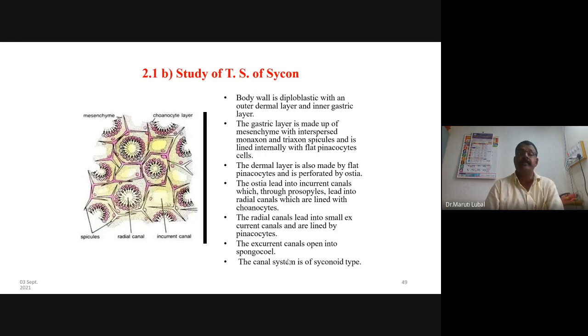This is about the LS of Sycon, and this diagram is of TS, transverse section of the Sycon. Second point is the gastric layer is made up of the mesenchyme with the interspersed monaxon and triaxon spicules, and is lined internally with flat pinacocyte cells.